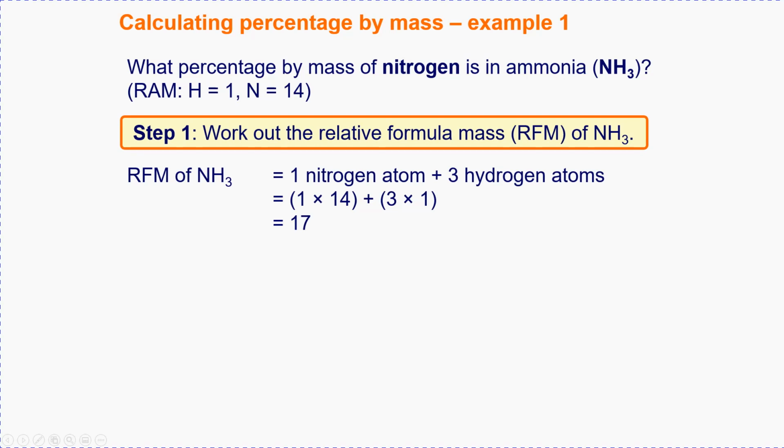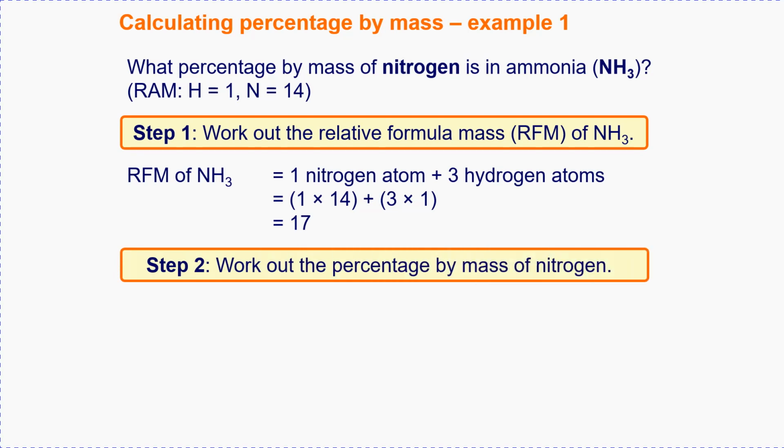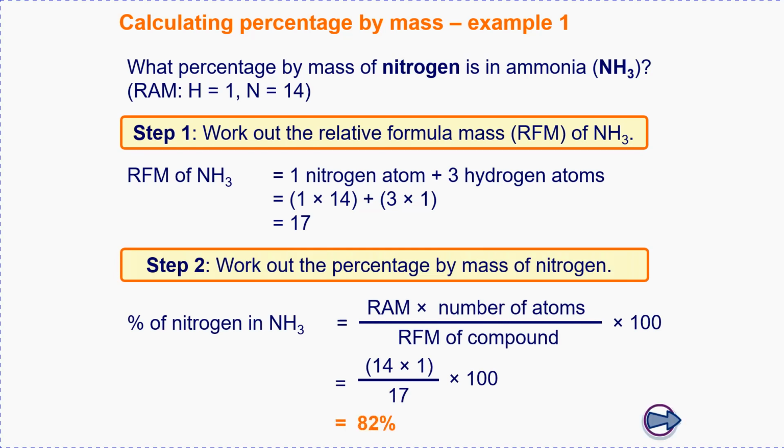Now I want to figure out how much of that is made of nitrogen. I know that there's only 1 atom of nitrogen, so that has an atomic mass of 14. So 14 multiplied by 1, divided by the total that I've worked out previously, so 14 divided by 17, and then multiply by 100 to get my percentage. That gives me a percentage of 82.